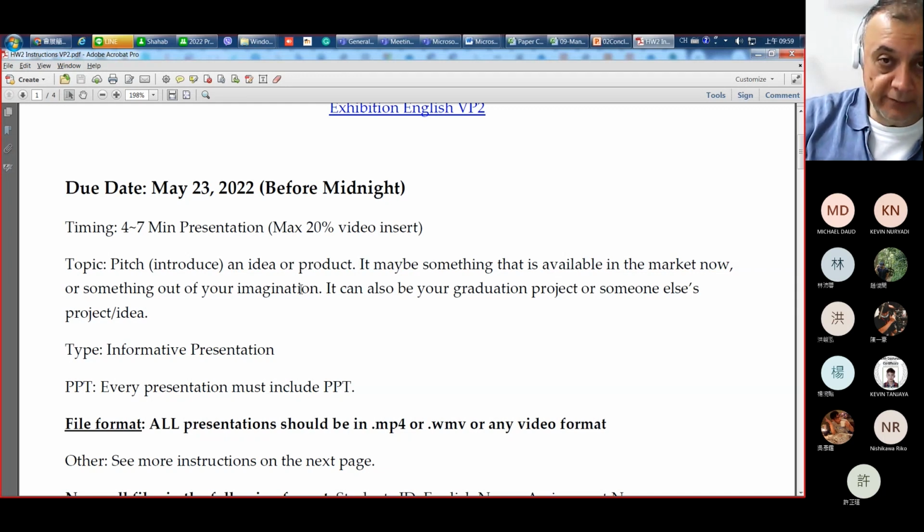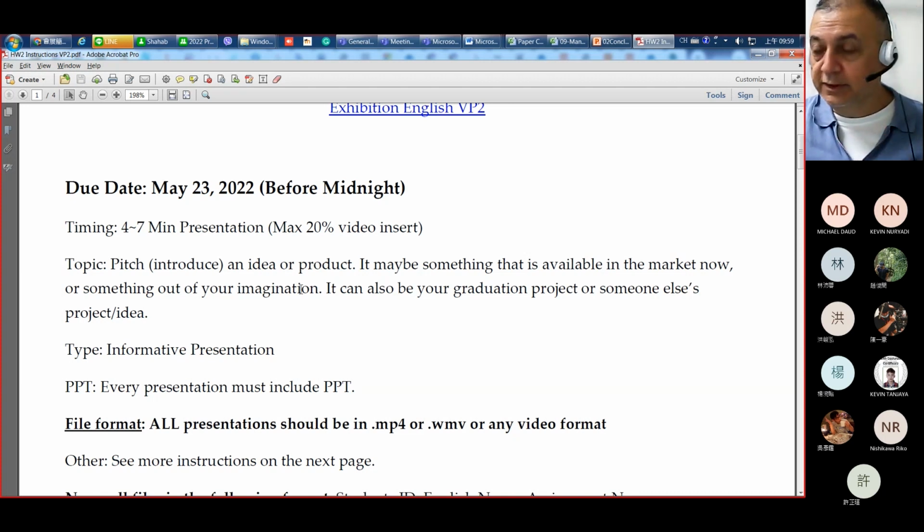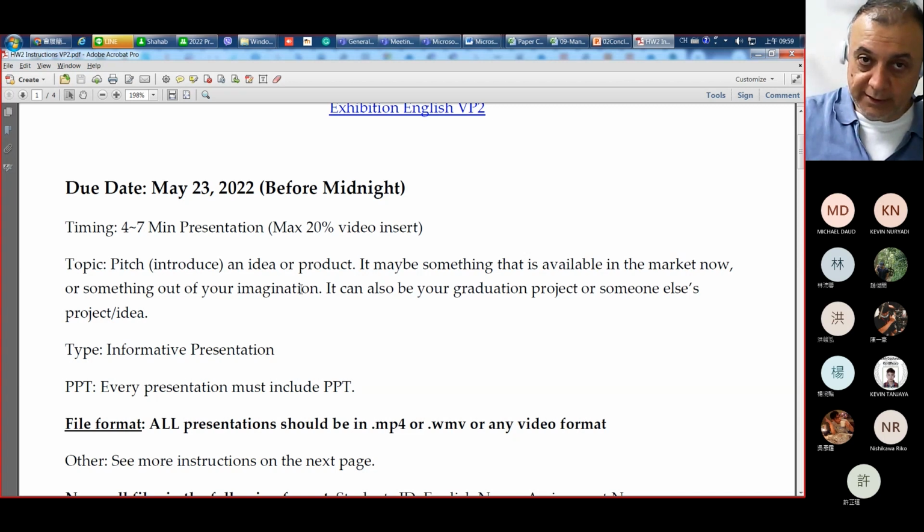Or you could have an entrepreneurial idea. You're thinking, okay, this is a product that can exist, right? This is because everything that you see around yourself was in somebody's imagination one day. A toaster, a microwave, a computer, a fan, anything that you see was in somebody's imagination one day, right?